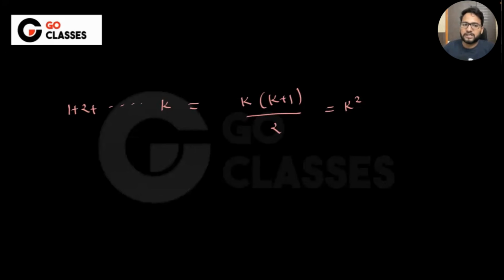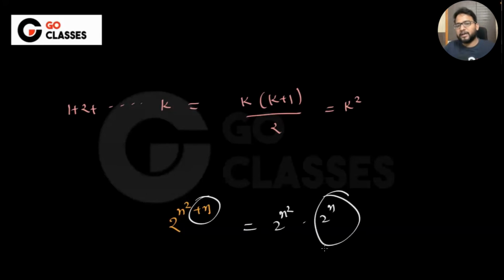Yes, you can focus on the significant term, definitely. But sometimes if it is in the exponent, then you have to be careful. Let's suppose this is 2 power k square plus k. At that time, I don't think you can ignore this k. Or maybe 2 power n square plus n. Can anyone tell me why we cannot ignore? Because this is 2 power n square into 2 power n. Ignoring this n means you are ignoring 2 power n. You can't ignore 2 power n. 2 power n is a huge number.